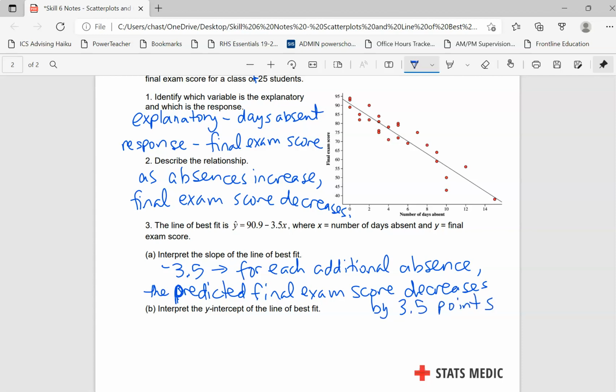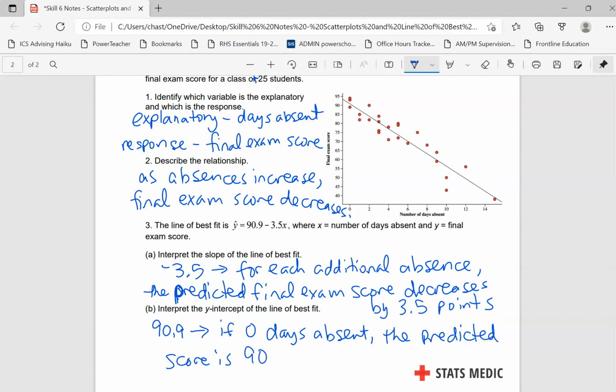Okay? And the y-intercept here is 90.9. We can interpret that as if 0 days were absent, the predicted score, notice it's predicted, is 90.9. Okay? So that is how we're going to work with lines of best fit and scatter plots. And so we will continue our discussion in class and go from there.